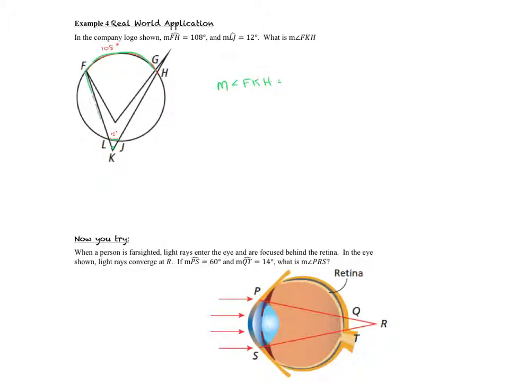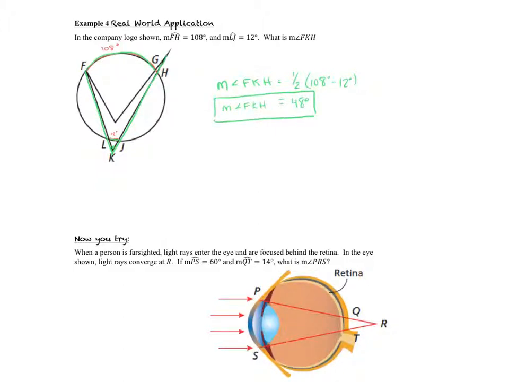coming off of this secant and another secant. And so that's going to be equal to 1/2 of the two arcs subtracted from each other. So 108 minus 12 degrees. And if you calculate that, you get measure of angle FKH is equal to 48 degrees.